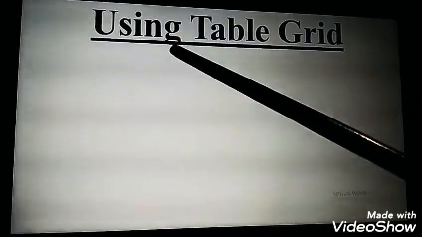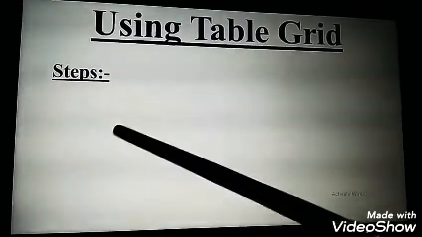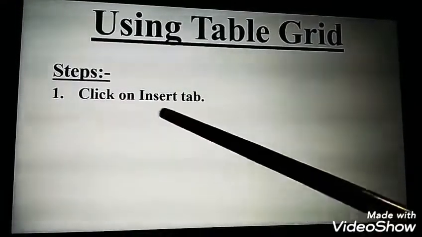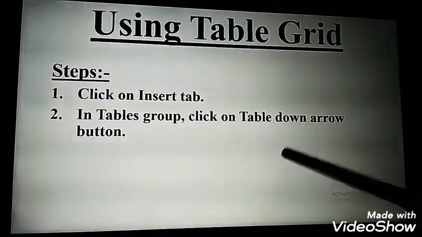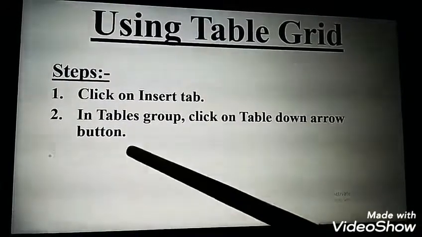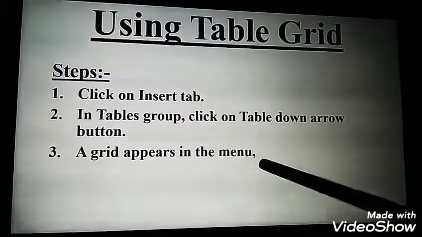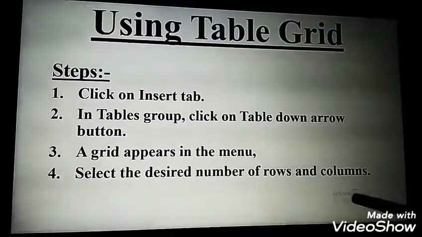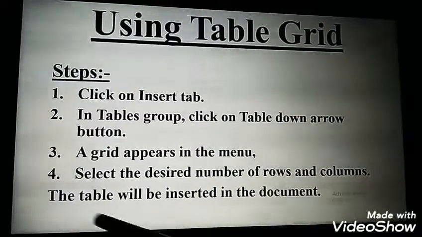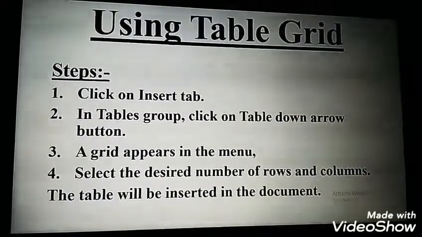First, we will read about using table grid. Steps to use this table grid: first, click on Insert tab. In Tables group, click on Table drop down arrow button. A grid appears in the menu. Select the desired number of rows and columns, how much you want. The table will be inserted in the document.